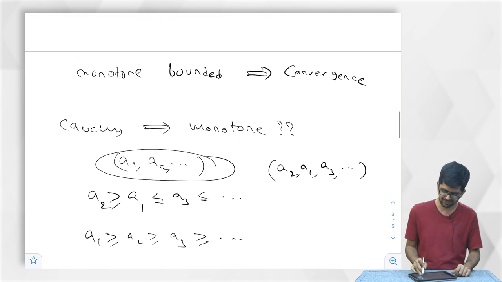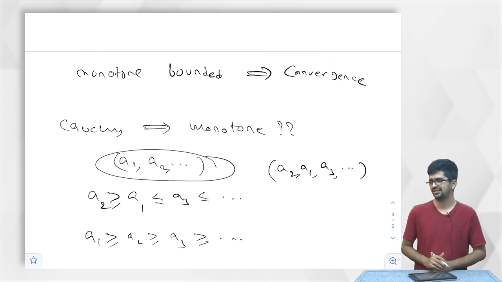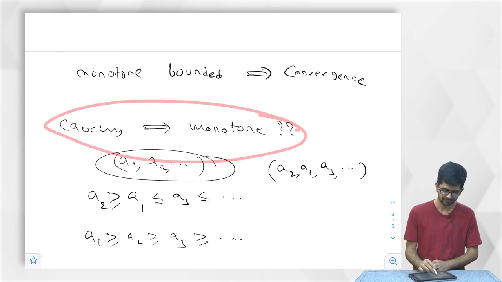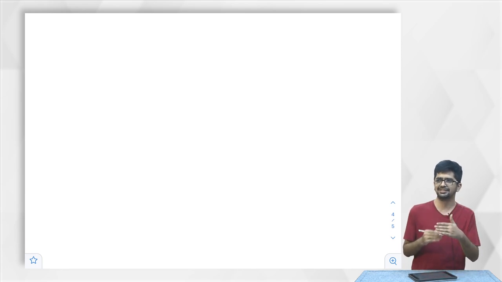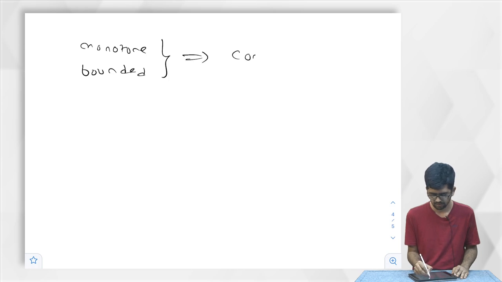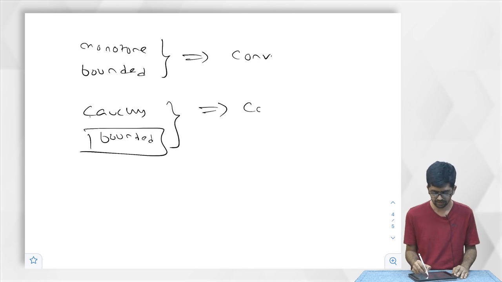So, now I cannot use this result, this is the only result that I know. I cannot use it immediately, or I cannot use it by this justification. So, what do we do? Let us remember what we want to do. We want to use this monotone boundedness theorem for Cauchy sequences. Cauchy sequences are already bounded, so we want to apply that theorem, then conclude it is convergent.